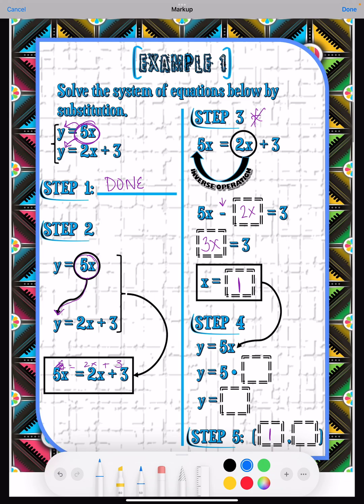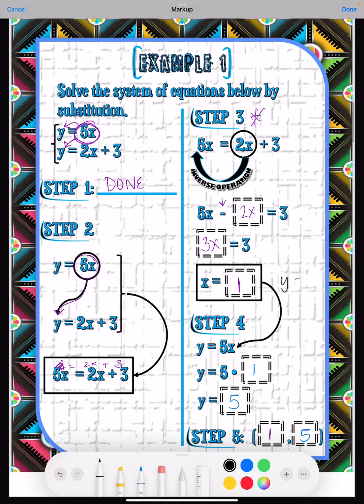And then for step 4, I said you can pick either equation. They picked the first one because it's the easiest. It's got the least amount of things in it. So if I plug in my 1 here for x, y is just equal to 5 times 1, which is 5. So there's my other half of my answer.